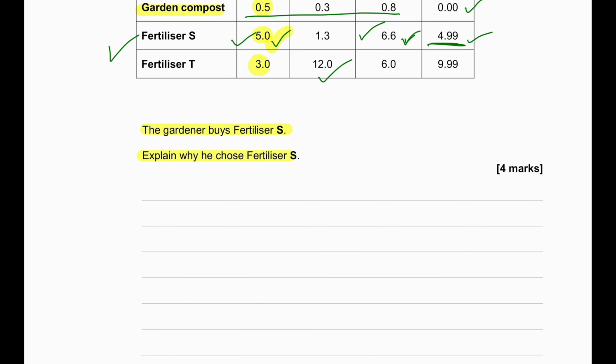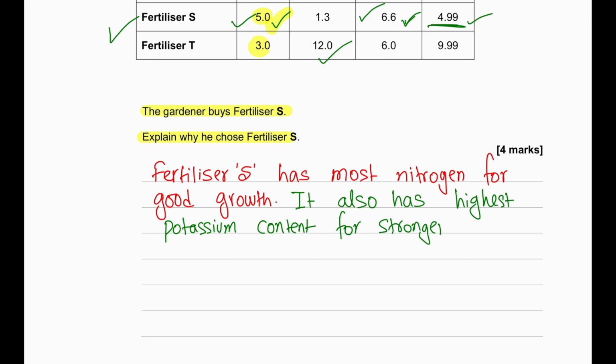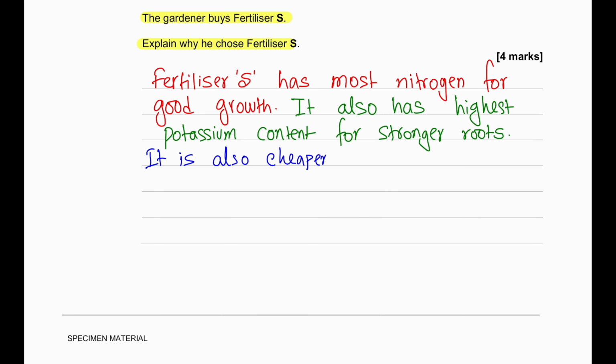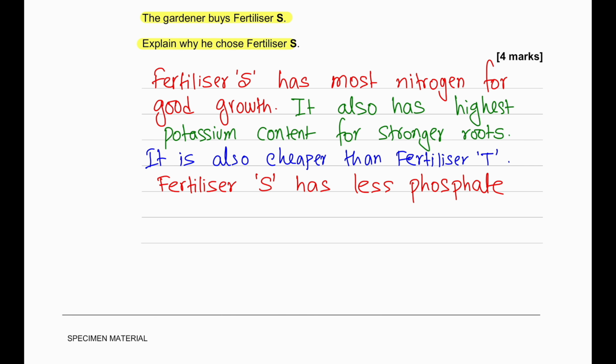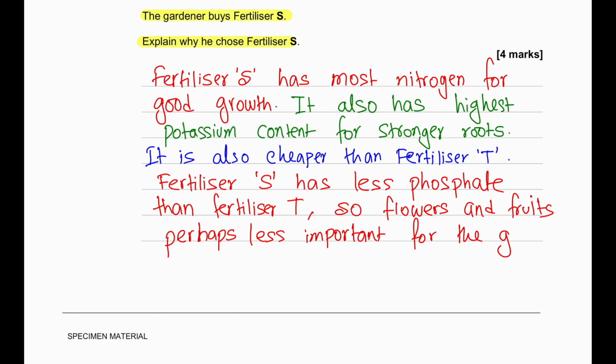So we will give a one by one breakdown. Fertilizer S has the most nitrogen for good growth and has the highest potassium content for stronger roots. It is also cheaper than fertilizer T. However, fertilizer S lacks phosphate ions. There is a lower amount of phosphate ion than fertilizer T, although more than compost. So flowers and fruits perhaps are less important for the gardener.